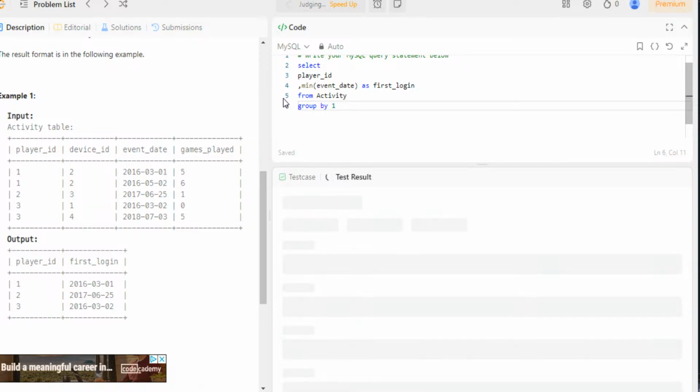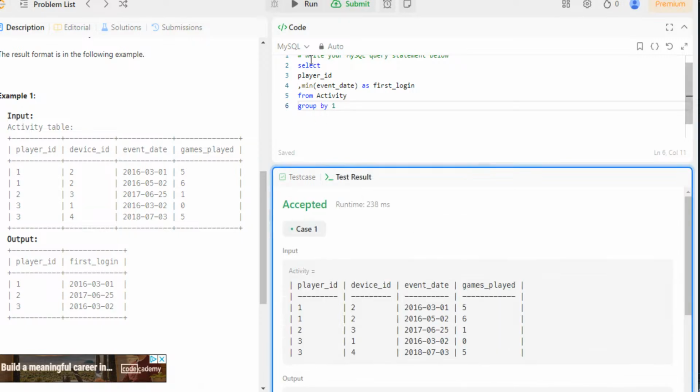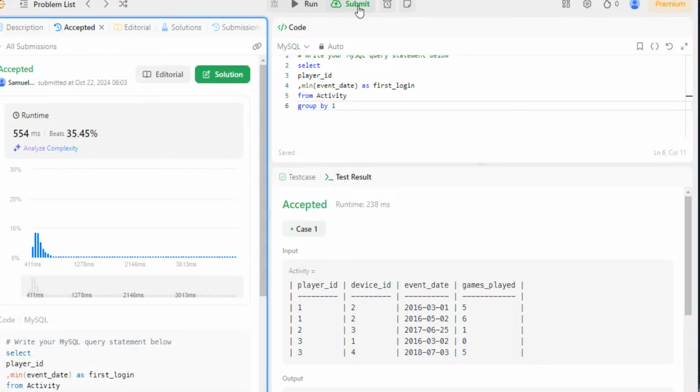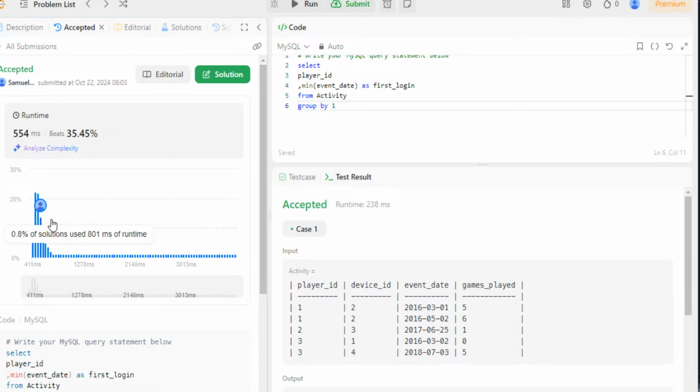And then let's do, I don't think we've actually hit submit yet. No, we have not. All right, let's do this and run. And here we are. And only beats 35. Wonder what they have.